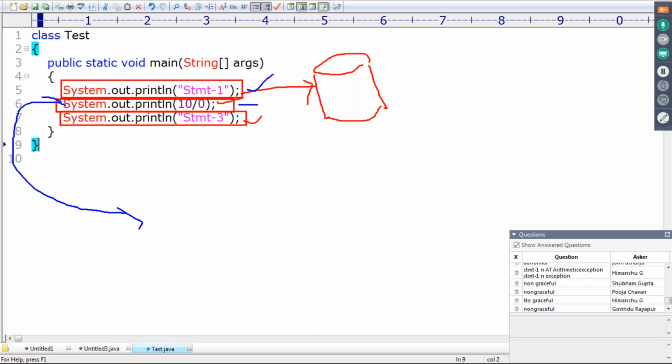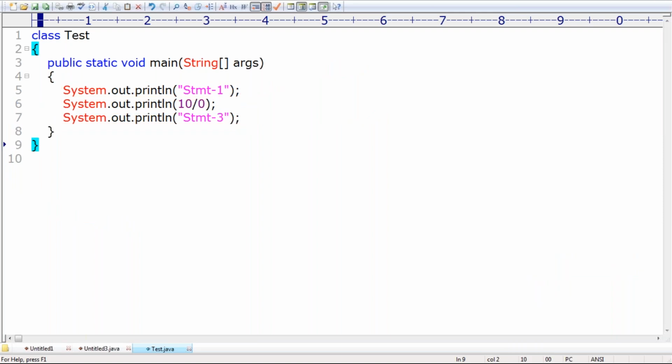If the program is stopped by raising that exception, then who is going to close the database connection? No one is going to close. You are missing something. That's why it is not a graceful termination. Everyone can understand, right? Sir, is it graceful or not graceful? Not graceful termination. You are going to miss something. You may lose something because of this approach, right? That's why it is highly recommended to handle exceptions. Correct or not?